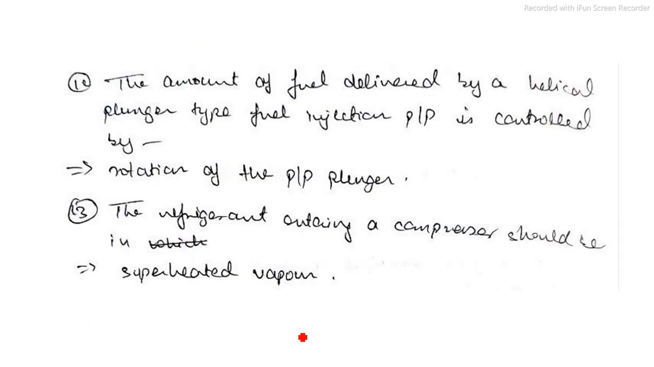Next, the amount of fuel delivered by a helical plunger type fuel injector pump is controlled by the rotation of the pump plunger. If you have seen the previous video in which I have given the diagram of the fuel injector, there also I have discussed how the quantity of fuel is controlled in a helical plunger type fuel injector. Next is the refrigerant entering a compressor should be in the form of superheated vapor.